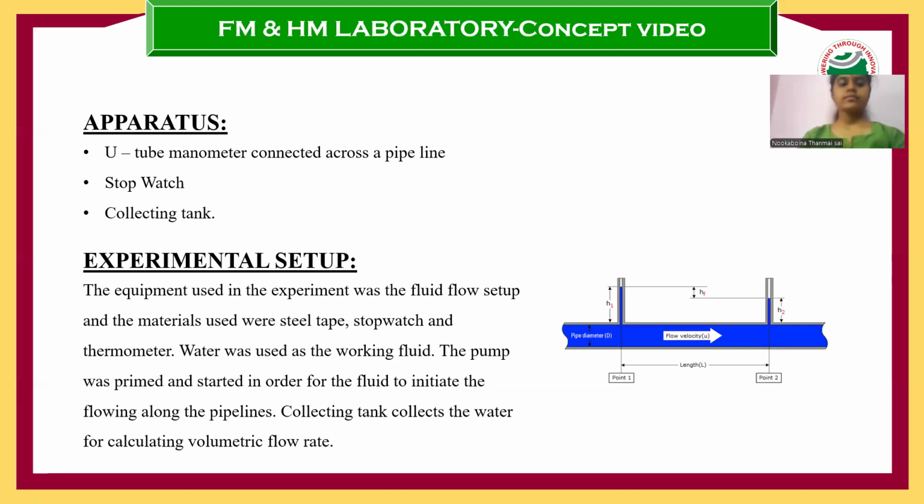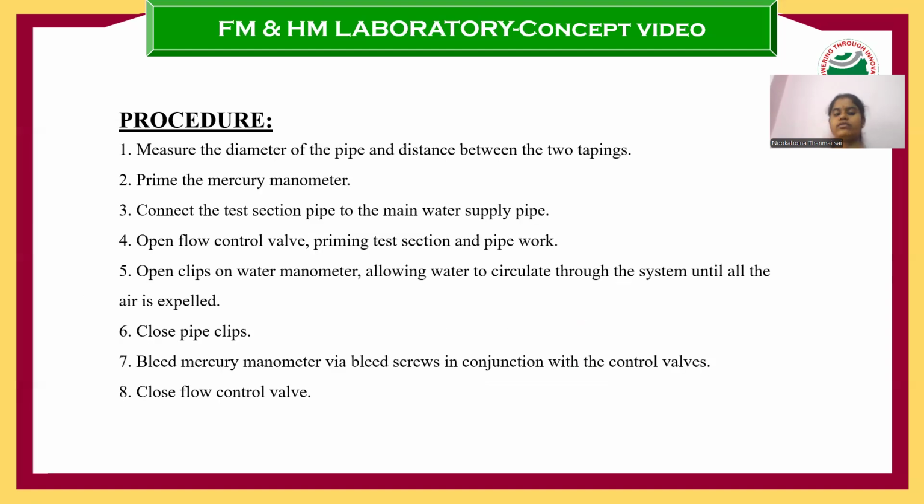Experimental setup. The equipment used in this experiment was the fluid flow setup as shown in the figure, and the materials used were a steel tape, a stopwatch, and a thermometer. Water was used as the working fluid here. The pump was primed and started in order for the fluid to start flowing along the pipelines. The collecting tank collects the water for calculating the volumetric flow rate.